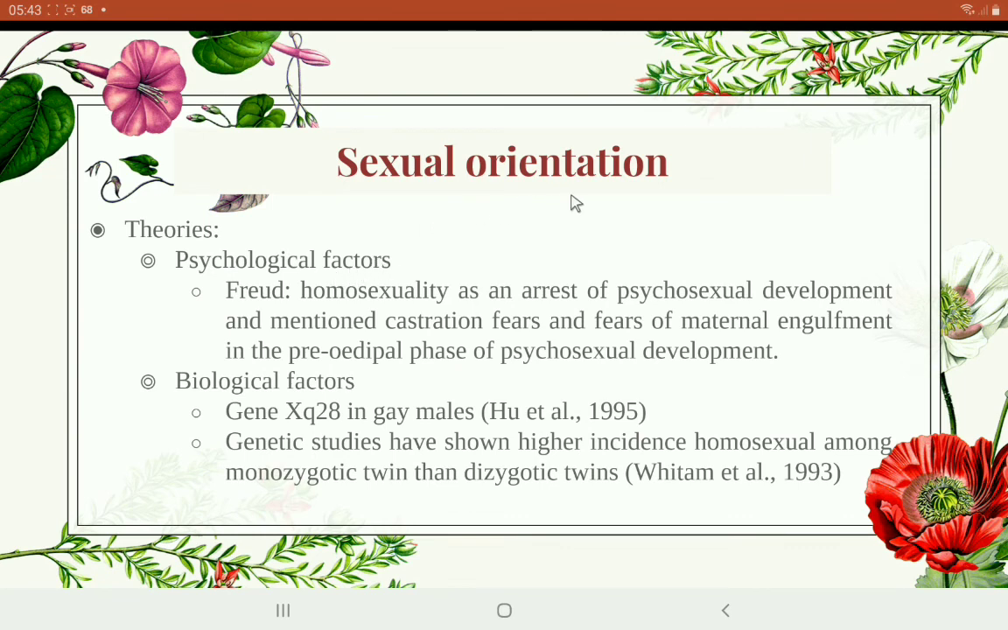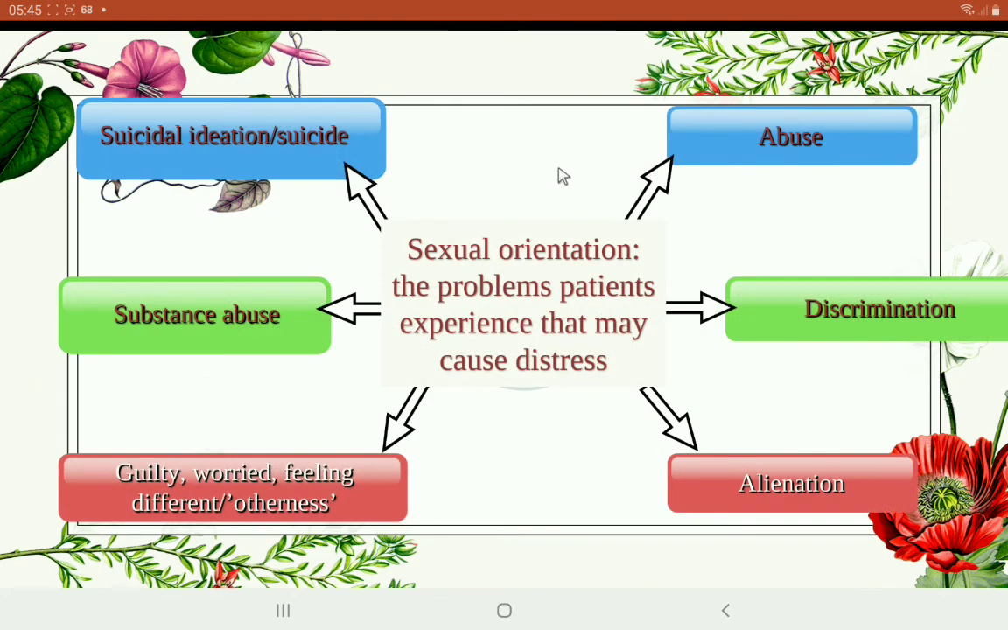Psychological theories that affect sexual orientation: the first is Freud's theory, which saw homosexuality as an arrest of psychosexual development, and mentioned castration fears and fears of maternal engulfment in the pre-Oedipal phase of psychosexual development. And the biological factor is the gene Xq28 in gay males, and also genetic studies have shown higher incidence of homosexuality among monozygotic twins than dizygotic twins. Homosexuality is not considered a disorder.